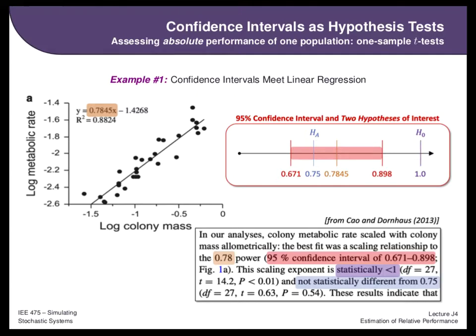So that's why I put the null is the 1.0, the alternative, which we found support for, but we can't totally accept, I put this H_A above, H alternative is this 0.75. And in the parentheses here, so this is the standard way you report stats, they have df equals 27, t equals 14.2, p is less than 0.01. That's the one corresponding to the null hypothesis.